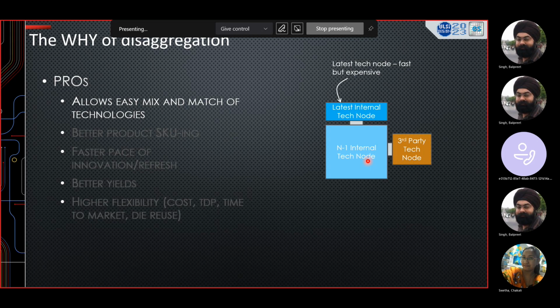The other thing is that we get a very easy mix and match of technologies. You have your internal technology node and you have a third party technology node. You can mix and match. You can find out what is the best price point that works for your solution, your product, and then disaggregate your solution and have a mix and match of these dielets that can sit together and work.